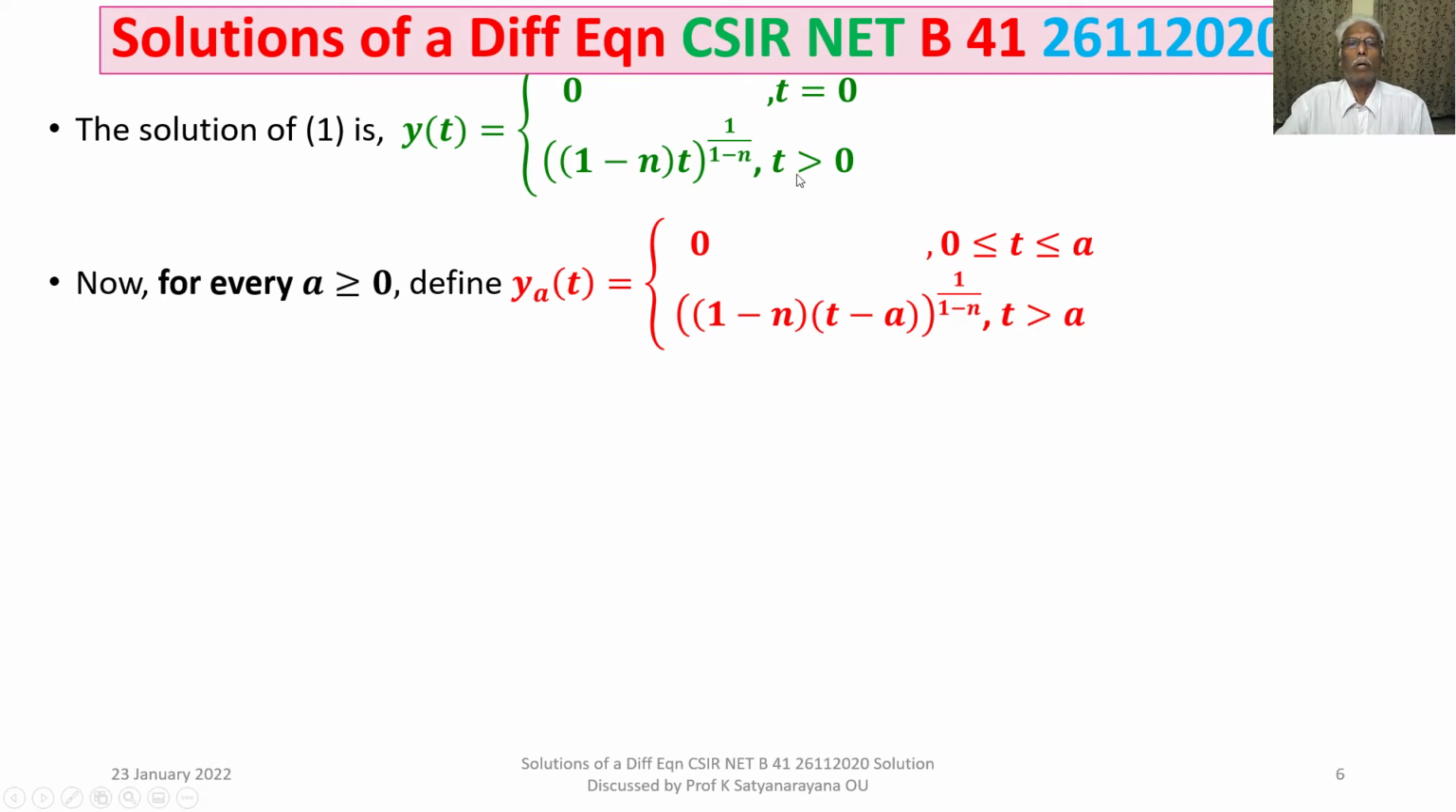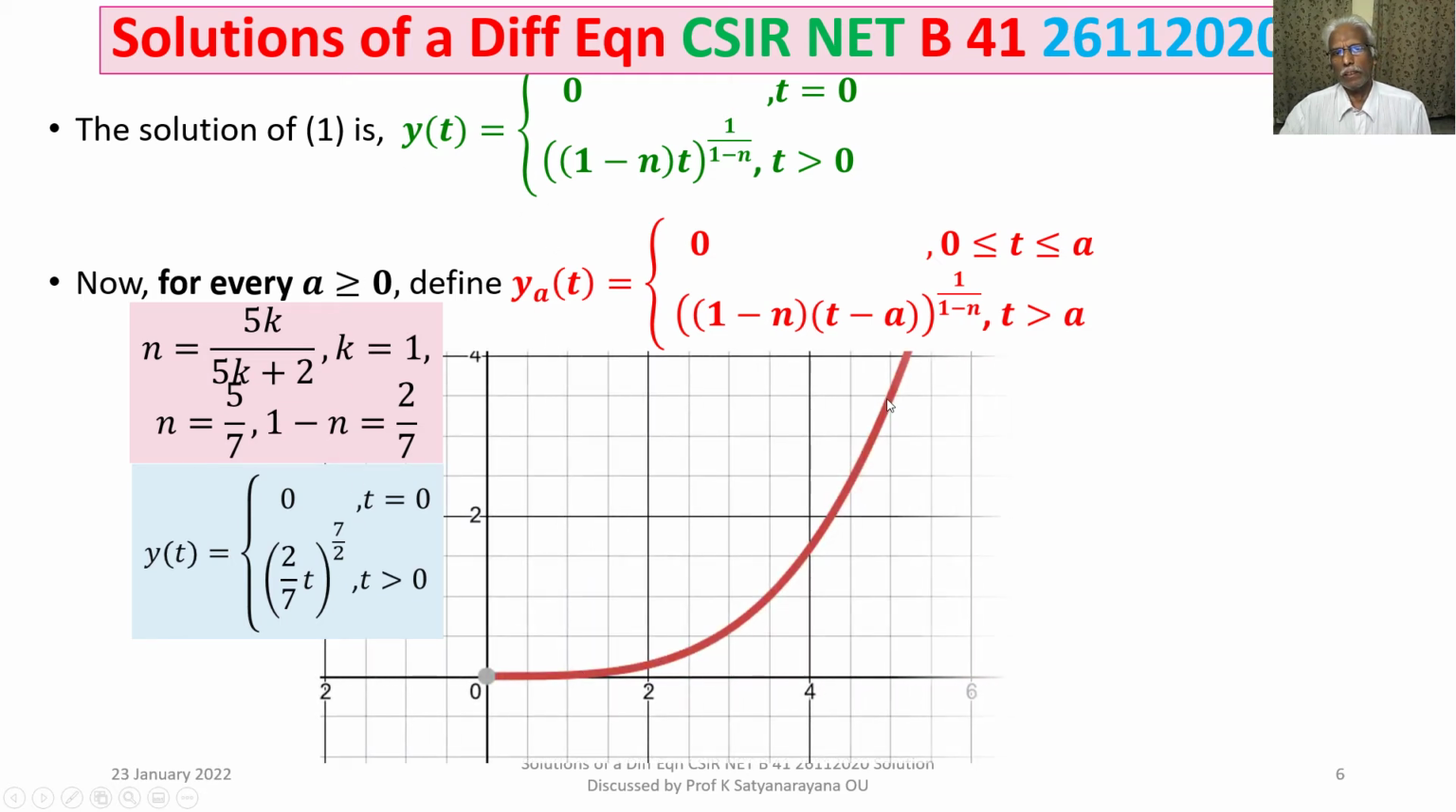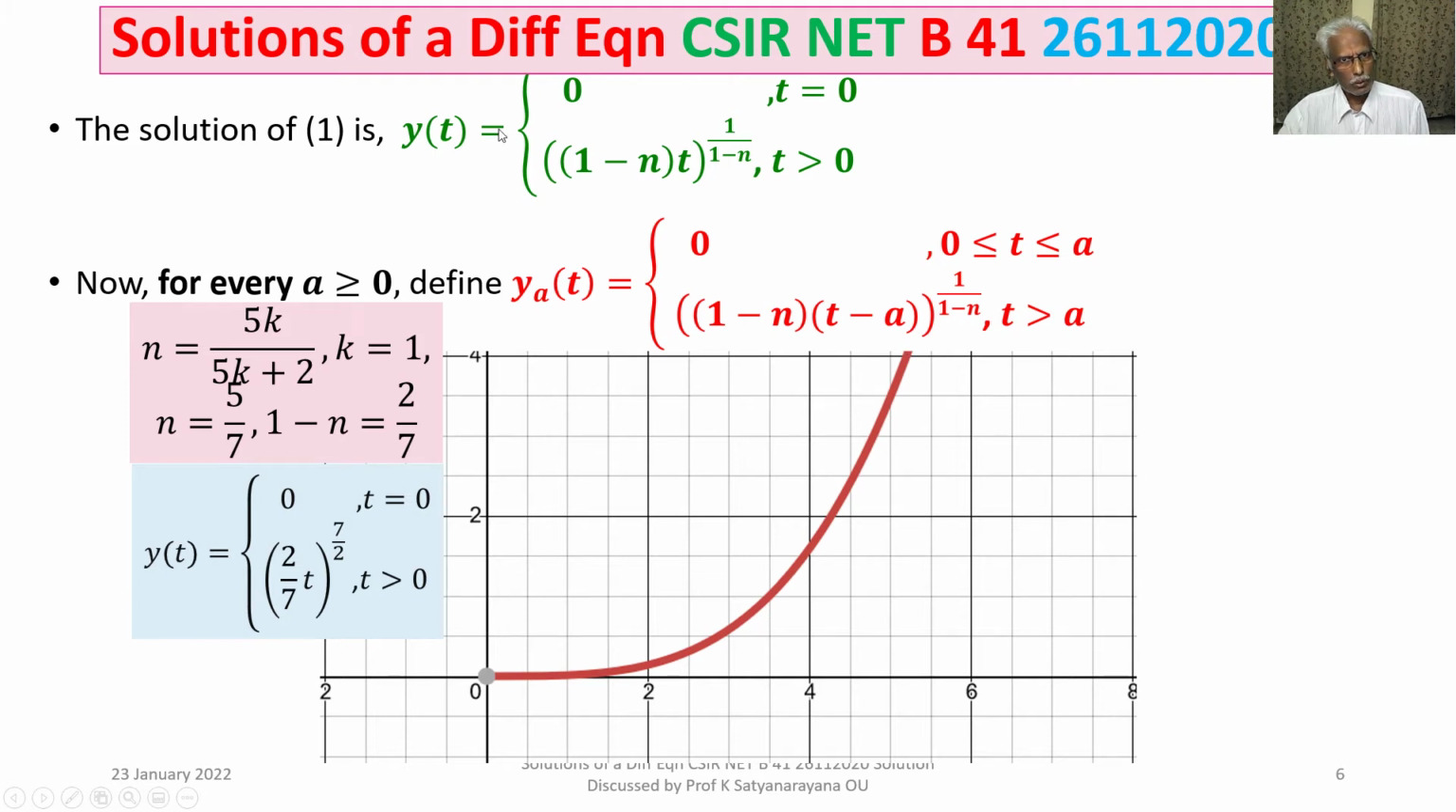Let's have a feel for this function, and let's see it graphically. Let n be equal to 5k by 5k plus 2. Let us take k equal to 1, then n will be 5 by 7, and 1 minus n will be 2 by 7. Then the given solution y of t is equal to 0 when t is 0, and when t is greater than 0, it is (2 by 7) t to the power of 7 by 2. So the integral curve is this. This is the integral curve. This is the solution of the differential equation.